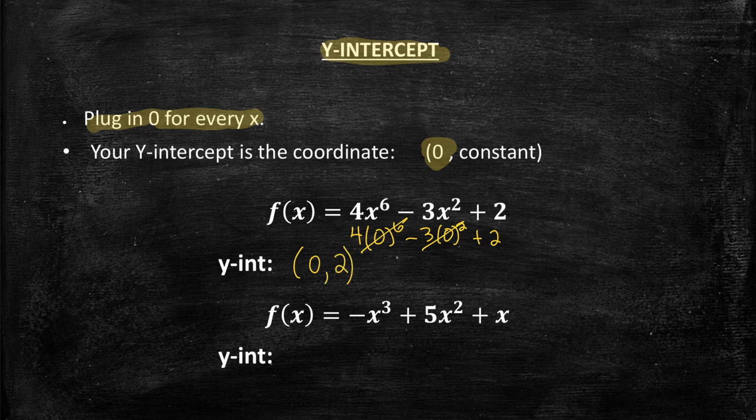Then you could go to this next equation, plug in a 0: negative 0 to the 3rd plus 5 times 0 squared plus 0. This would be 0, this would be 0, and this would be 0, and so therefore your y-intercept is (0, 0). All right, that's it for this video.